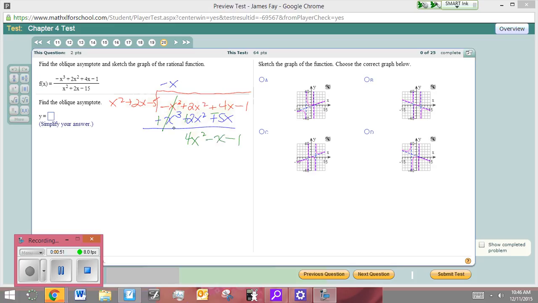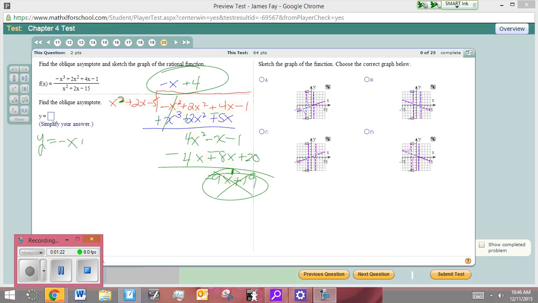Now I need a number that multiplies by x squared to give me 4x squared, so it's plus 4. That'll be 4x squared plus 8x minus 20. Change signs, add straight down, so I get negative 9x plus 19. Now because that x has a power of 1 and this one has a power of 2 up here, I know that's a remainder. So all I'm interested in for the slant or the oblique asymptote is the quotient. So y equals negative x plus 4.